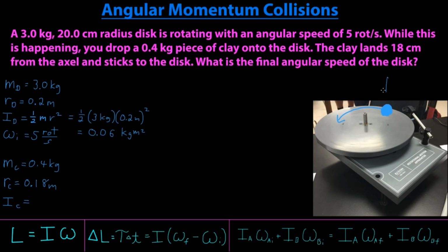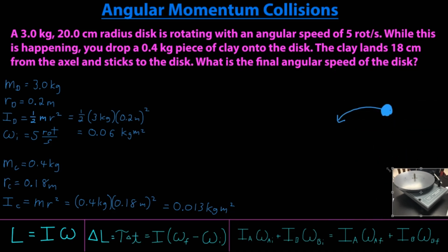Now the clay doesn't really have a defined shape. You have a lump of clay, you drop it and it hits the disk, then starts twirling around the center axis. Well, if the entire piece of clay starts going around the center axis, that means the clay acts as a point mass, which is simply mr squared. 0.4 kilograms times 0.18 meters squared gives me 0.013 kilograms meters squared. All right, I'm going to make this smaller so there's some space to work in.